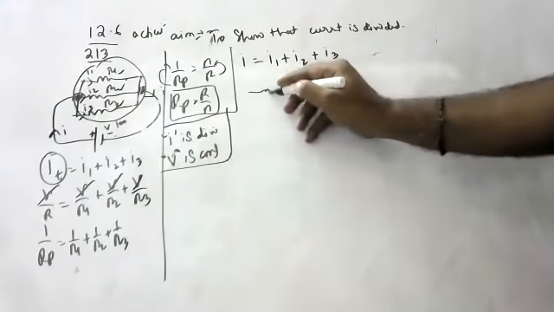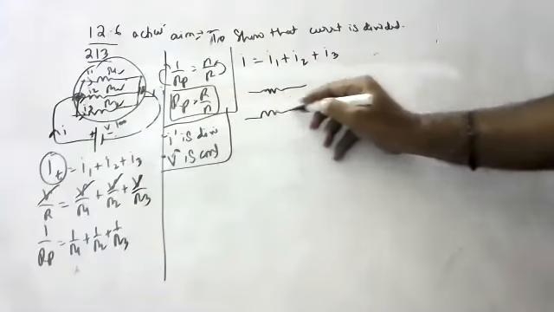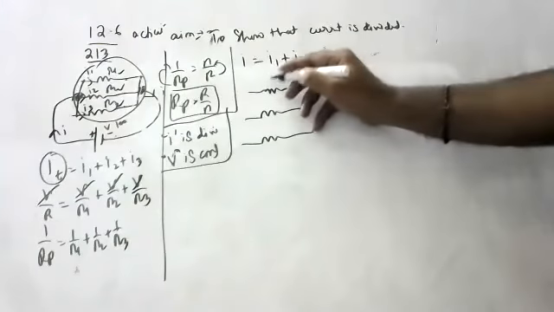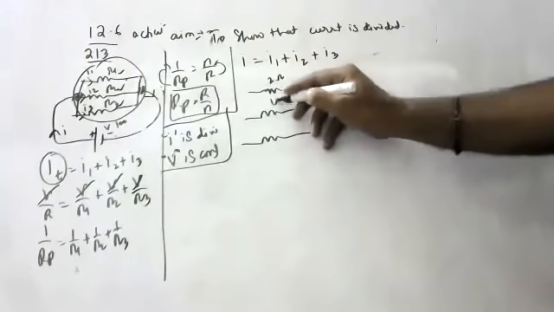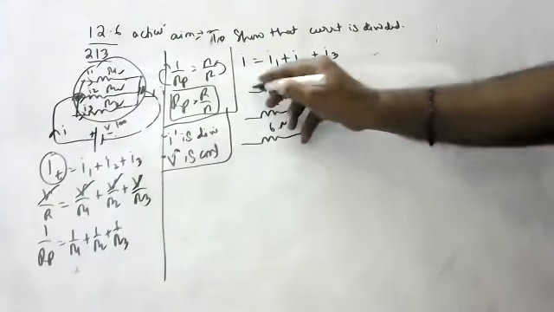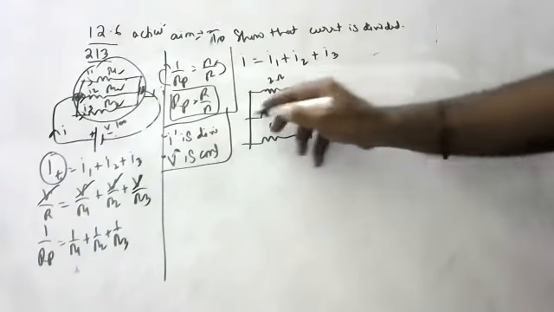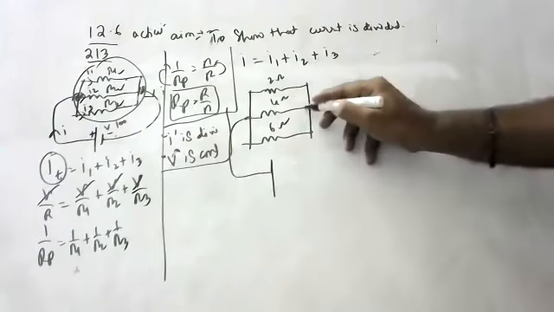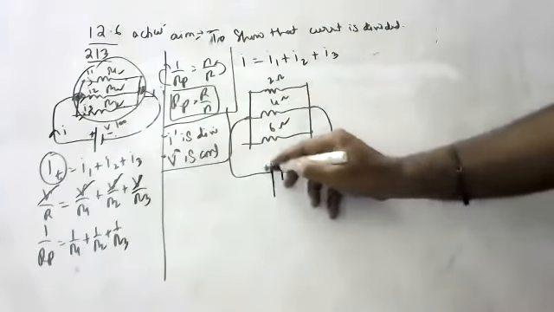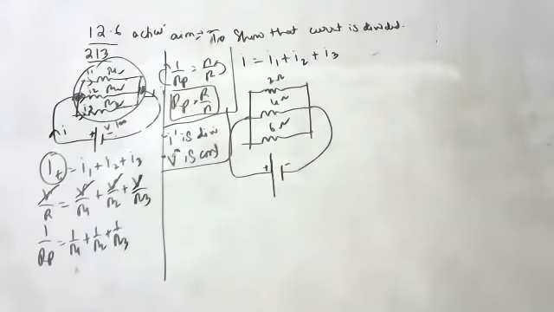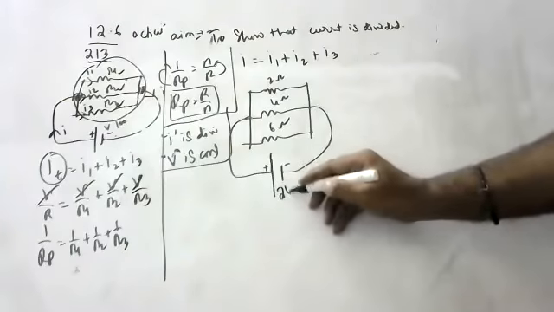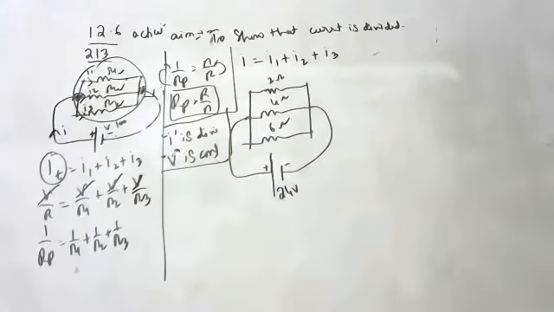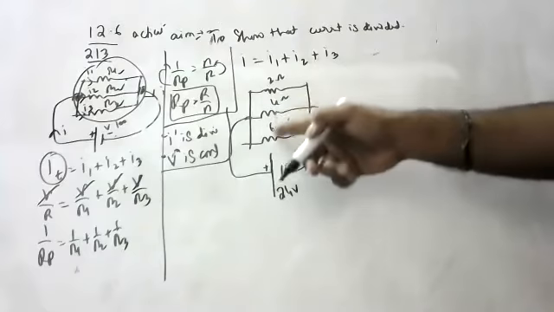I am taking here one resistance, here one resistance, here one resistance. This is 2 ohm, this is 4 ohm, this is 6 ohm. All positive terminals to one end, all negative terminals to another end. Plus, minus. This is your battery, connected to 24 volts. All of them are connected in parallel.